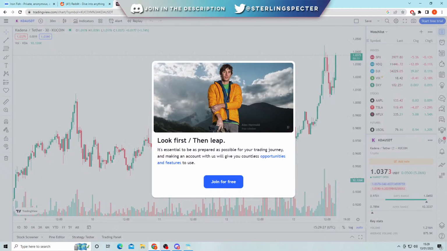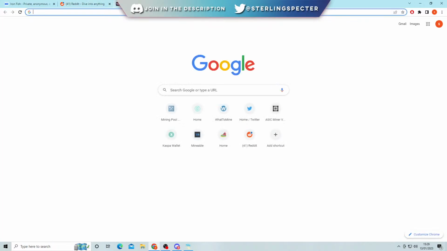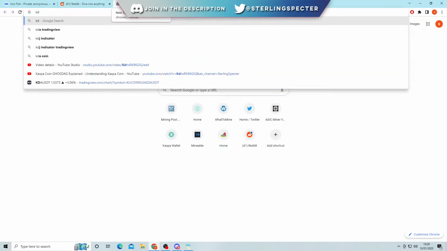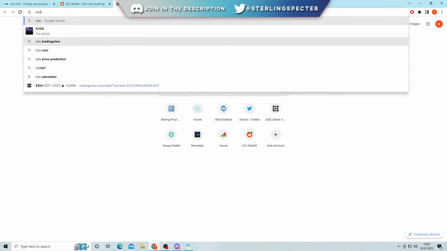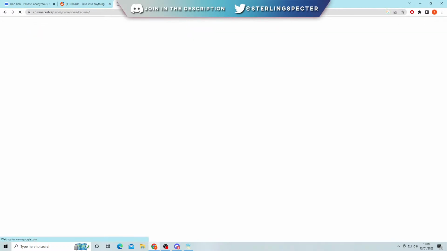Oh, it's asking me to do this bloody free trial. I don't want to sign up because then I have to type in passwords. Okay. Let's just go KDA coin, and then we'll look at CoinMarketCap.